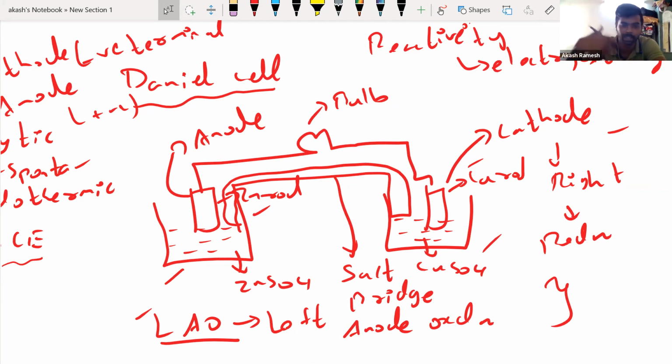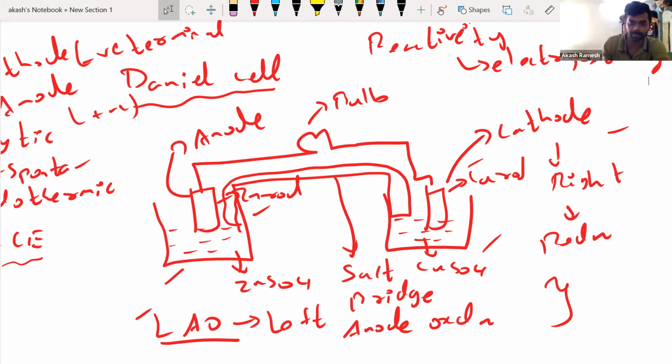Electronegativity means ability to accept electron, obviously to form a negative charge, that is an anion. Electropositivity in general means ability to lose electron, and obviously if you lose electron you will form a cation. So when we said that zinc is more reactive than copper, that means zinc has more tendency to form a positive charge compared to copper.